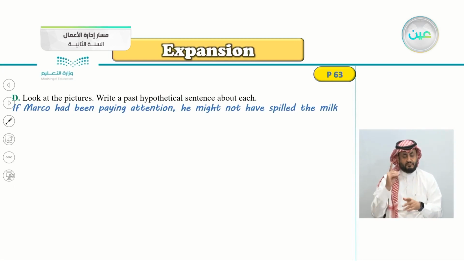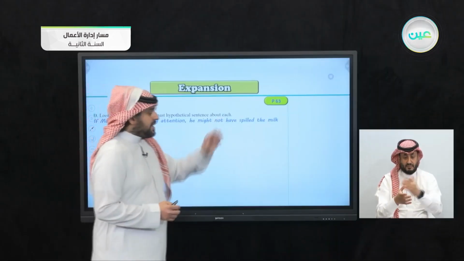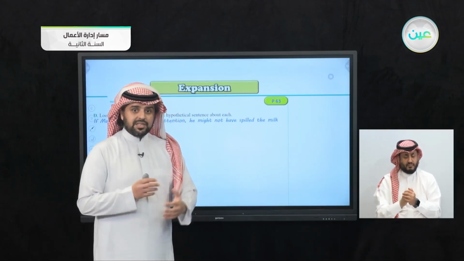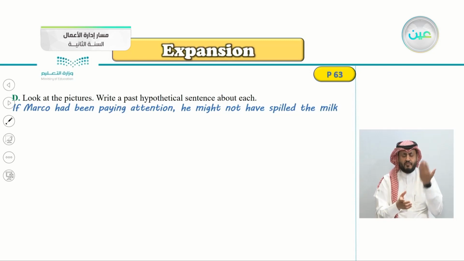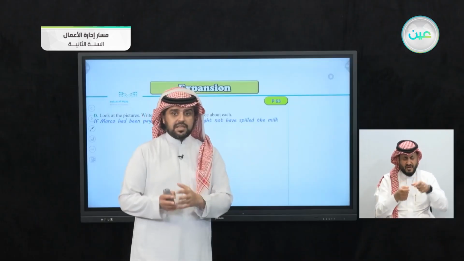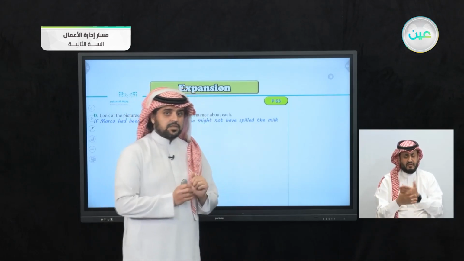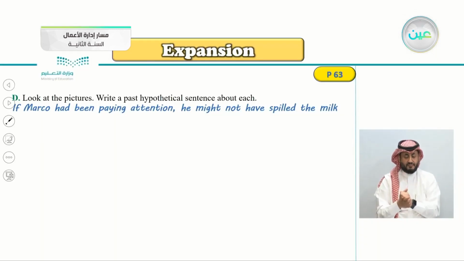Exercise D, look at the pictures. Write a past hypothetical sentence about each. So look at the pictures, page 63. If Marco had been paying attention, he might not have spilled the milk. Of course, you notice Marco with his roommate, he was spilling the milk while he was busy with something else. So that's why we said if Marco had been paying attention, he might not have spilled the milk.